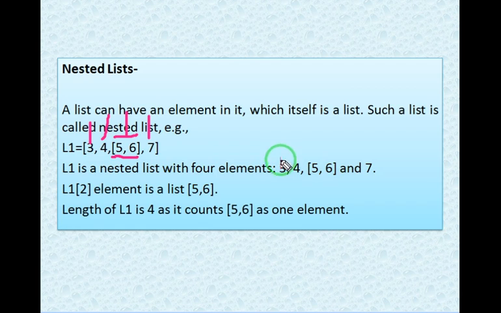The index number of the first element will be 0. The index number of the second element will be 1. And the index number of the third element, which is a list inside a list, will be 2, and the last one will be 3. As I have already told you, in a list, a tuple, or a string, the index number always starts with 0. The first element of a string or a list or a tuple has the index number 0.